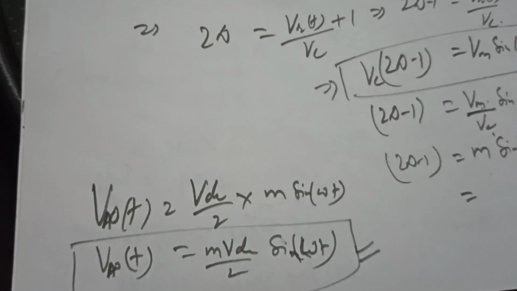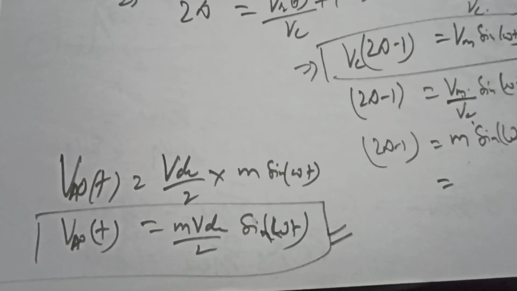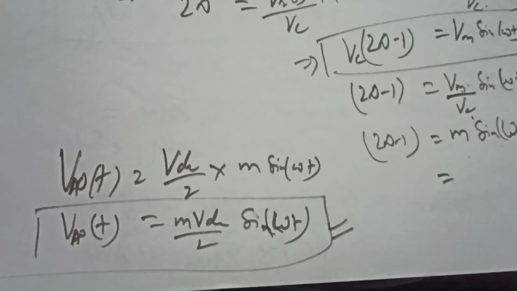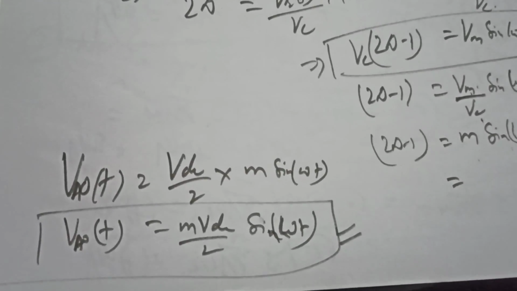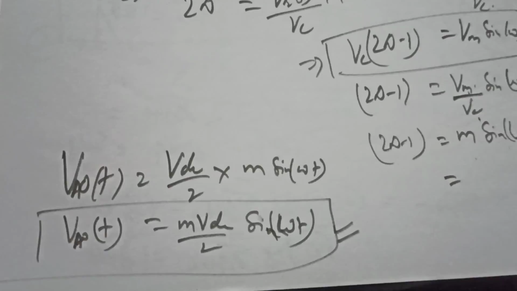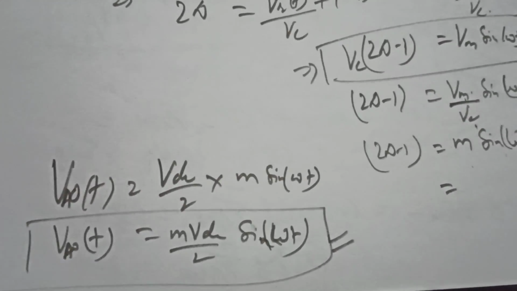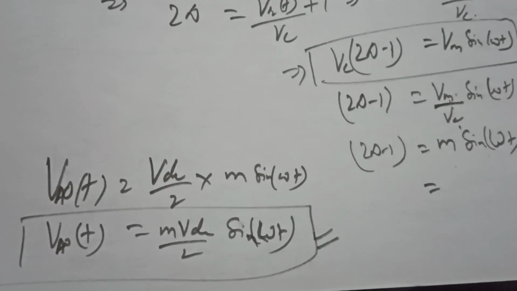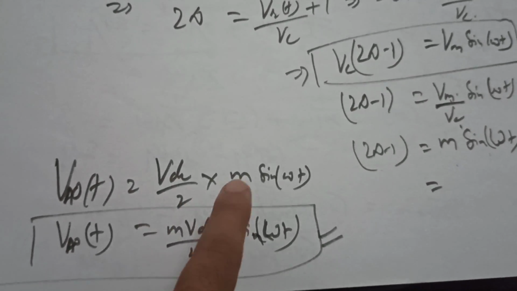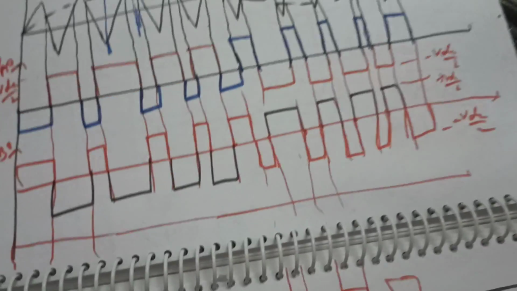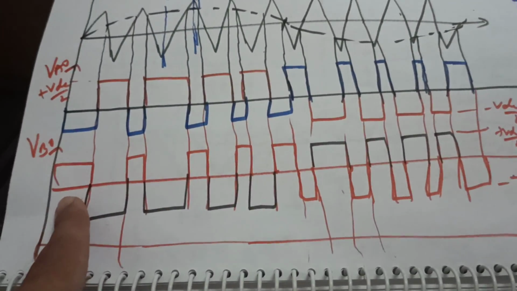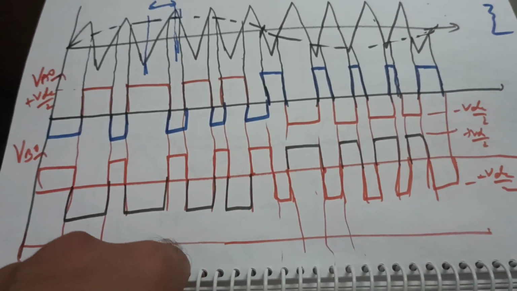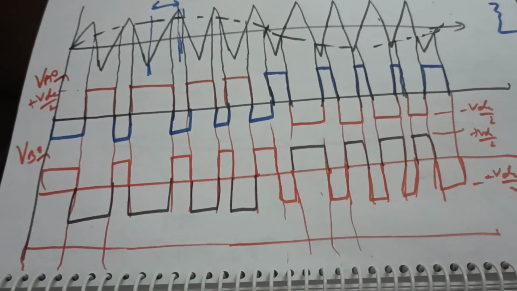Now I am calculating VA naught of t, that is the pole voltage. VA naught of t comes out to be VDC by 2 into m sin omega t. Now the value of VA naught is clear. Similarly you can obtain VB naught. VB naught of t will come out to be again m VDC by 2 sin omega t, but I had already shown you the waveform of VB naught, and just by merely looking at these waveforms we can comment that VB naught is lagging this waveform by pi.